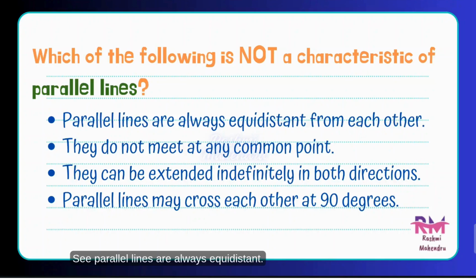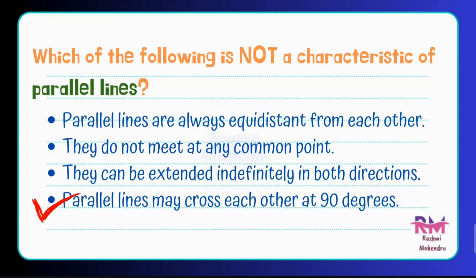See, parallel lines are always equidistant. Equidistance means maintaining equal distance from each other. They do not meet because they are at a distance from each other. They can be extended indefinitely. That is the definition of any line. So we are left with only one option. Parallel lines may never cross each other. So 90 degrees is out of the question.